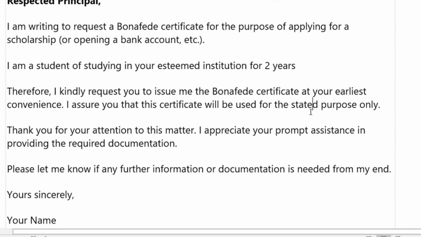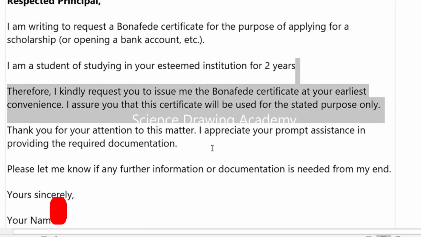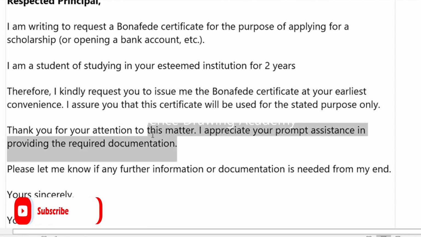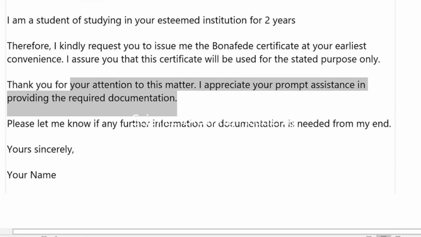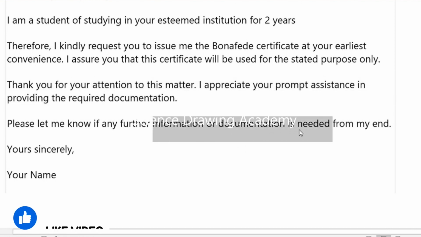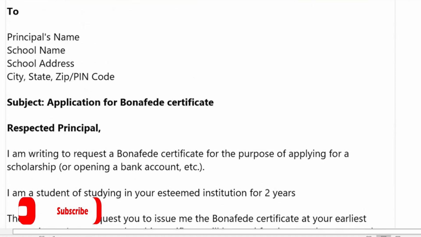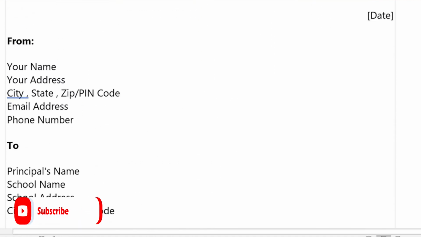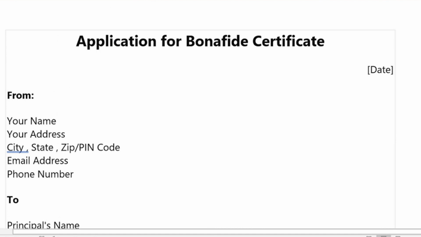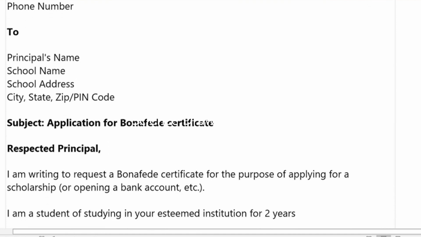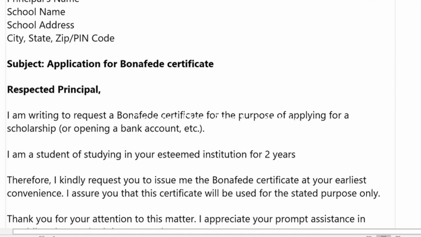as well. You should talk about that here, and you should also thank your principal for issuing the bonafide certificate. If any additional document is required, you can write that here too, and you should close the letter with "Yours sincerely" and your name with your signature, if you are writing your hard copy bonafide application. So this is how you should write an application for requesting a bonafide certificate.